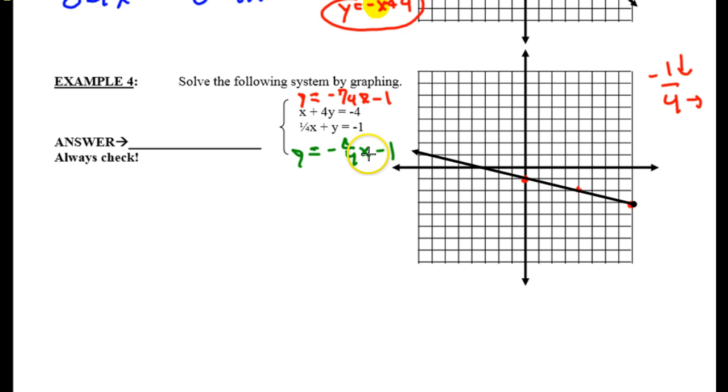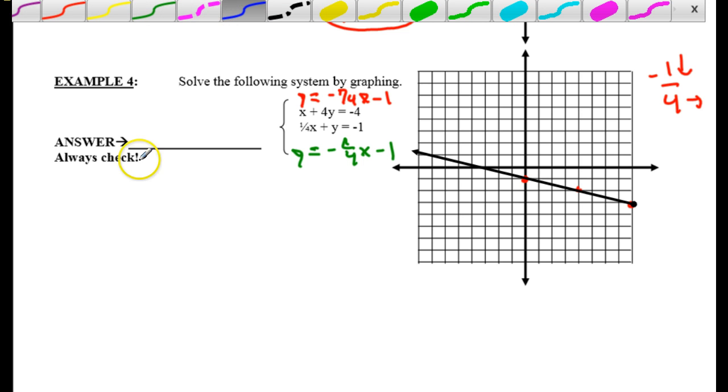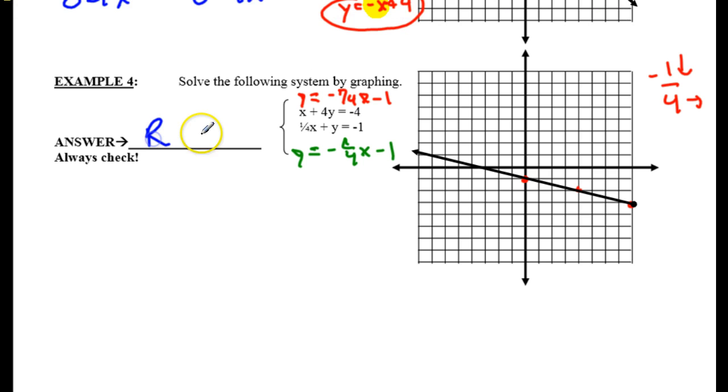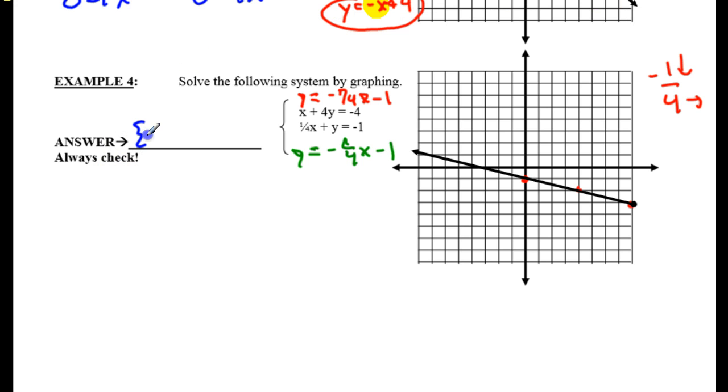Now look at the second line. The second line is negative 1/4 x minus 1. It's the same exact line. So you see both of these lines are the same line. That means they don't touch at one point, they touch at every point. Okay? So that means the final answer here is all real numbers. And it's probably better to write that in set builder notation here. x such that x equals all real numbers. Okay? Every point is an answer.